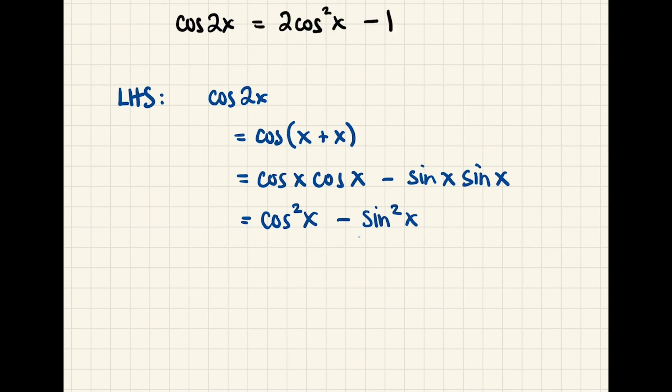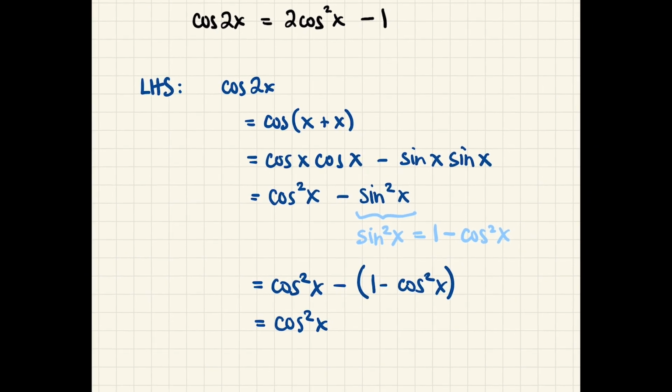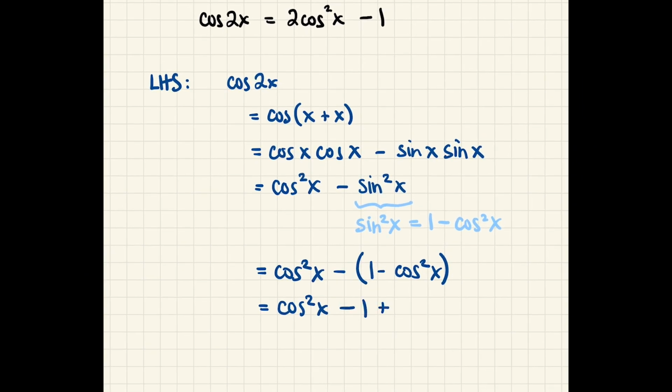However, we can probably use the fact that we know that sine squared of x is indeed itself 1 minus cosine squared. And that's because cosine squared plus sine squared is, of course, 1. So we could write this as cosine squared of x minus the quantity 1 minus cosine squared x. All right, well, if we distribute this negative, we'll get negative 1 and then plus cosine squared x. And aha, that's going to give us what we want, because if we combine the like terms, the cosine squareds, we'll get 2 cosine squared minus 1. Well, that's the right-hand side. So we win.